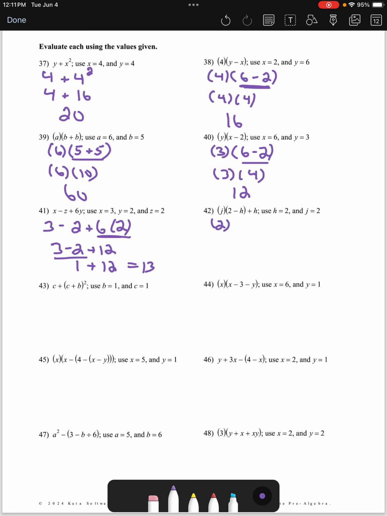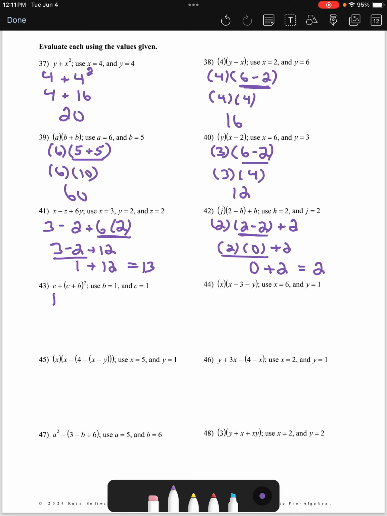All right, let's see. J gets replaced with 2, and each H gets replaced with 2. Oops, which means that's not an H anymore. That is, in fact, now a 2. Order of operations, we have something inside parentheses. 2 minus 2 is 0. Then we have multiplication. 2 times 0 is 0. Addition gives me 0 plus 2 being equal to 2 for the final value.